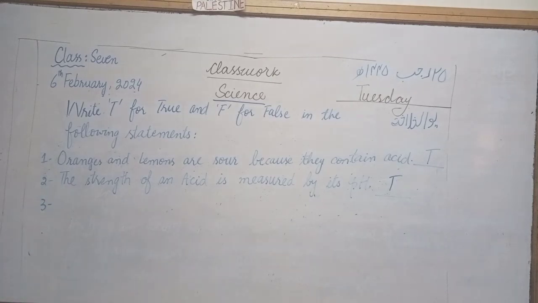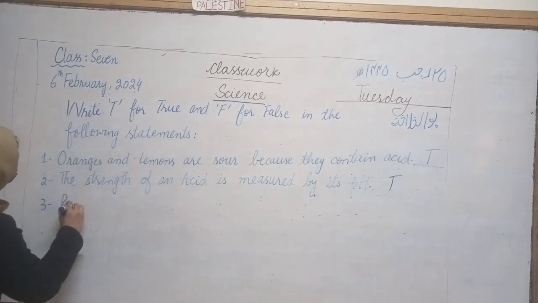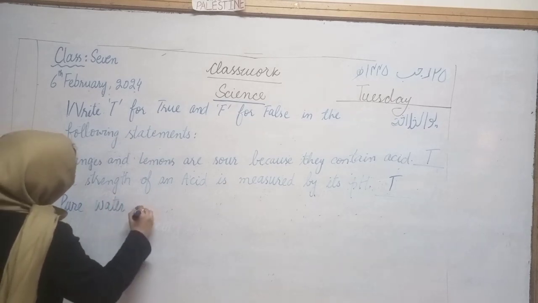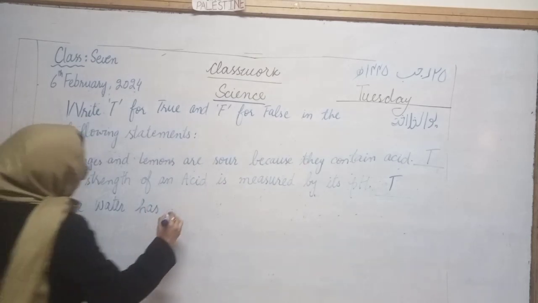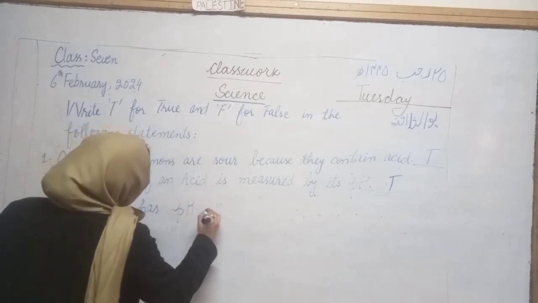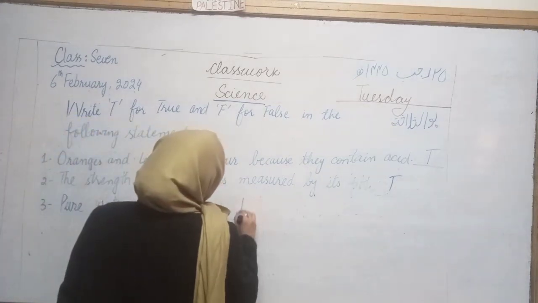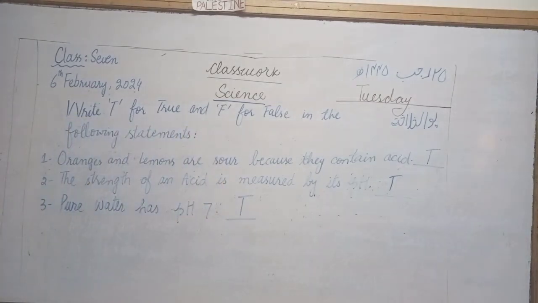The third statement is: pure water has pH 7. Is it true or false? As you know that water is neutral, having the pH 7, it is also true. You will mention T in front of the statement.